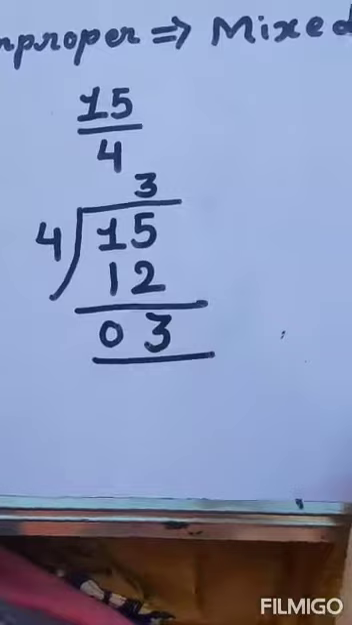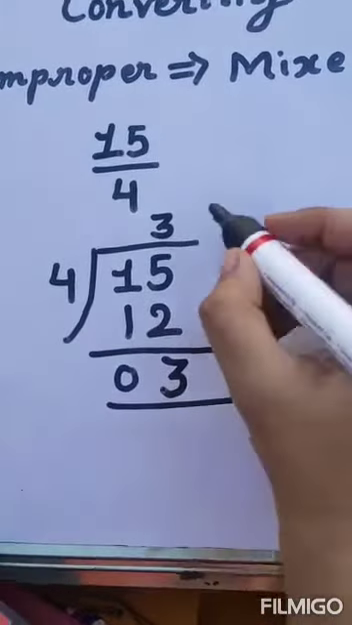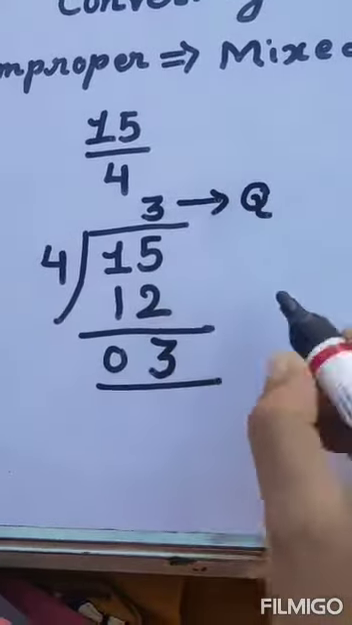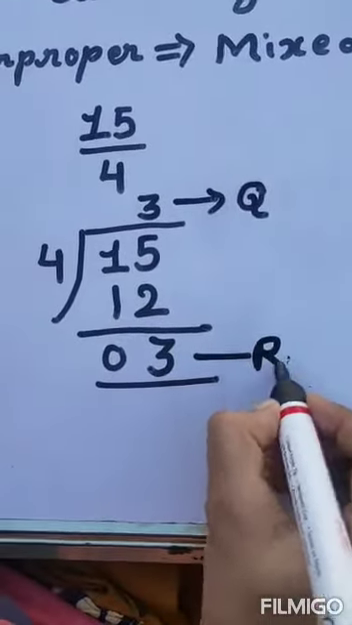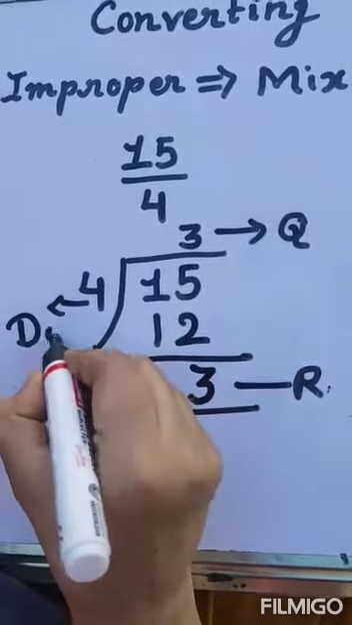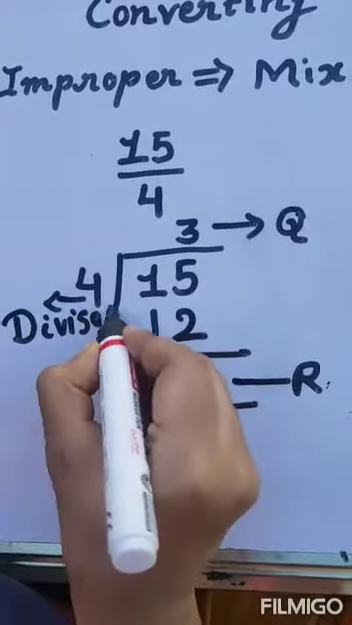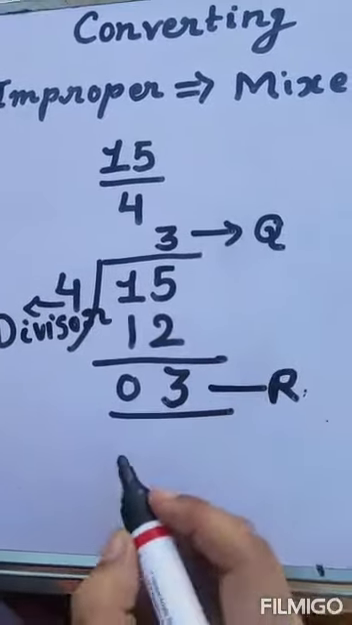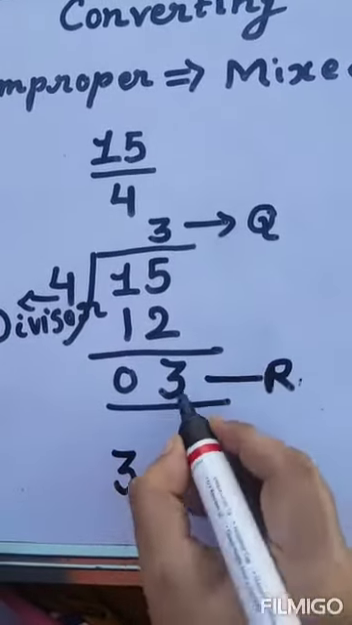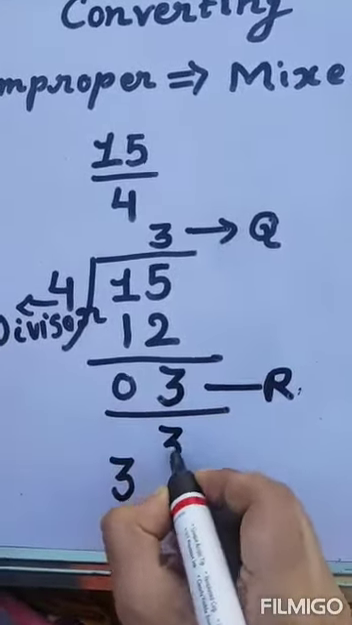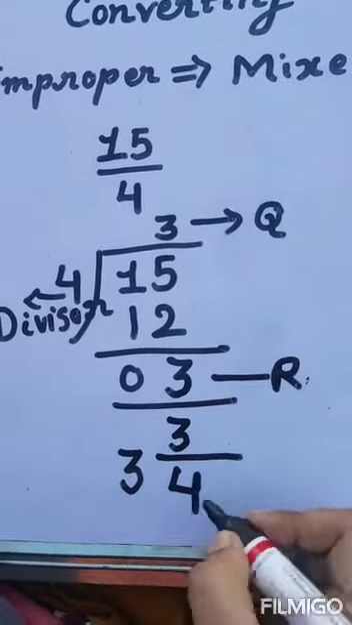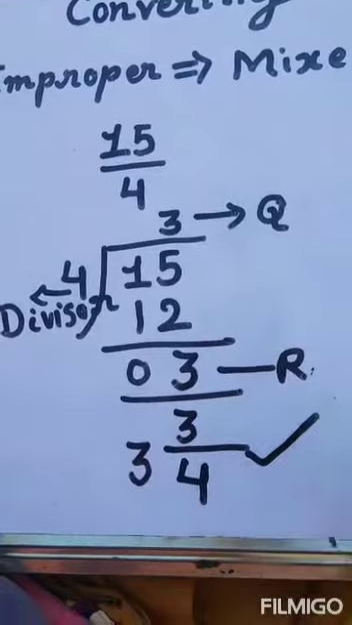It means that we have to write whatever answer we are getting, our quotient. This is our quotient, this is our remainder, and this is the divisor. Now we have to write the quotient here, that is 3. Whatever remainder we have, we write it in the numerator, and our divisor in the denominator. This is one way to solve this question.